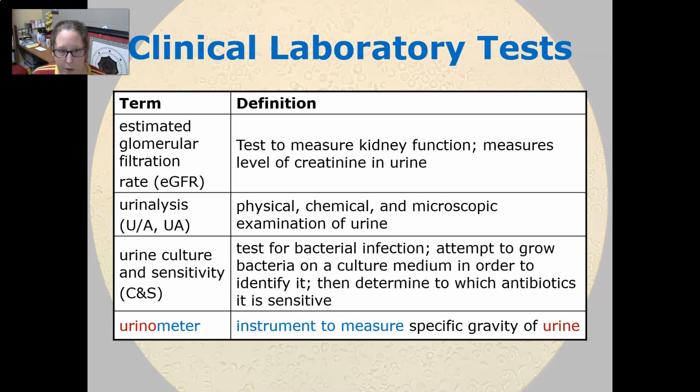The estimated glomerular filtration rate, or the eGFR, is a test to measure the kidney function. It measures the level of creatinine in urine, and so it uses the creatinine level to estimate the glomerular filtration rate, and the creatinine is a waste product of creatine kinase, which is related to muscle and muscle mass.